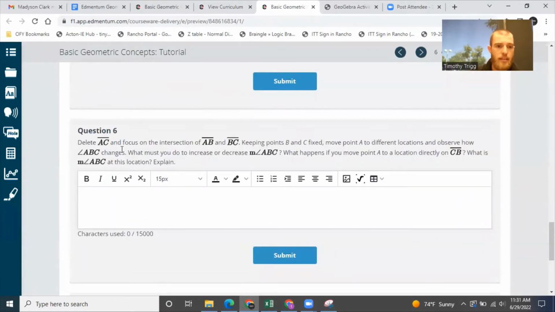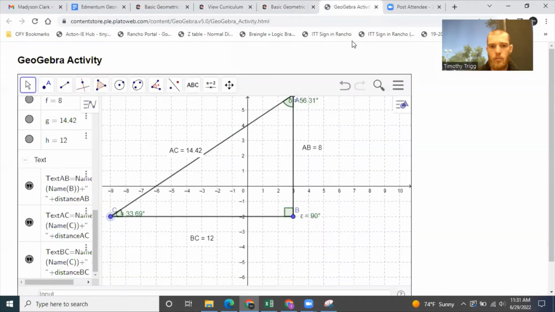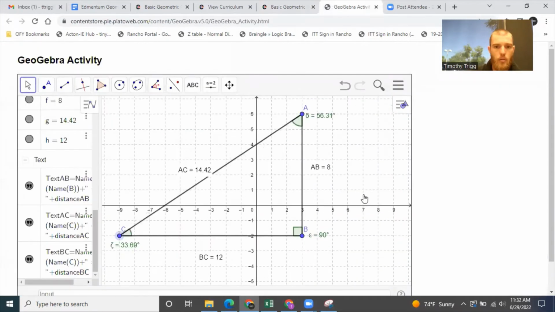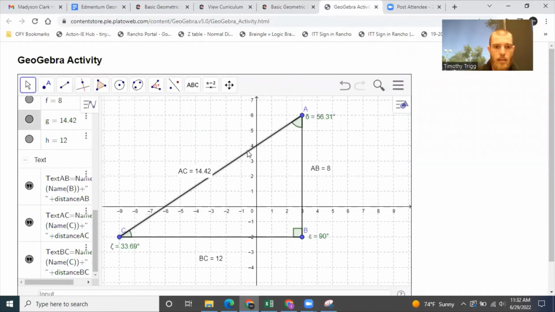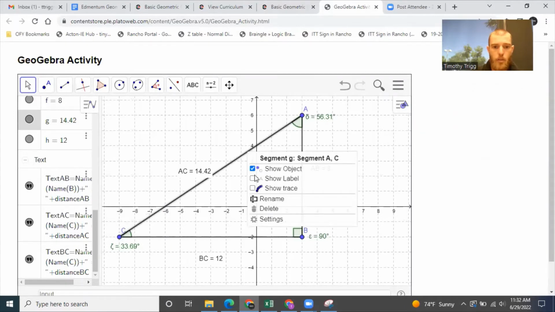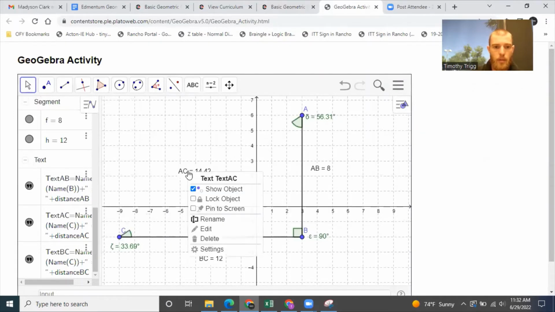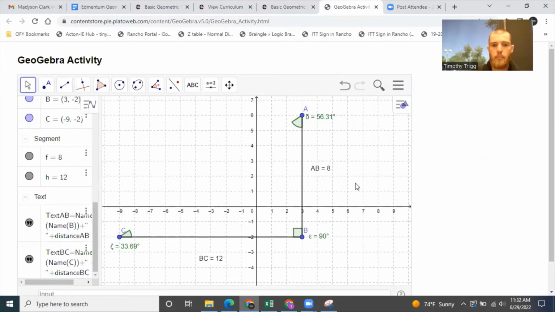Question 6. Delete segment AC and focus on the intersection of AB and BC, keeping points B and C fixed. Okay, so we're going to delete AC. So let's go ahead and click on AC here. If you right click, you can delete it. We're actually going to delete that too. Okay, so we deleted it.